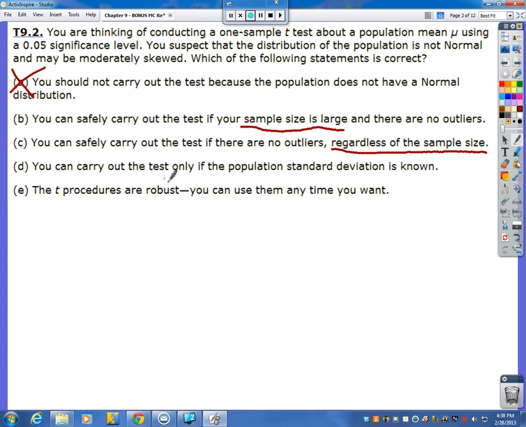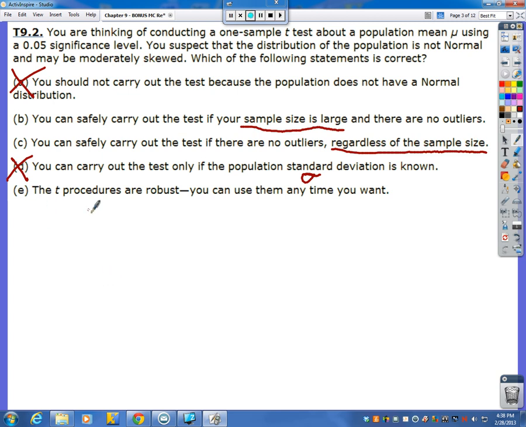D, you can carry out the test only if the population standard deviation is known. Population standard deviation, that's sigma. Do we really need to know what sigma is to do a t-test? No, you really don't. That's just unnecessary altogether.